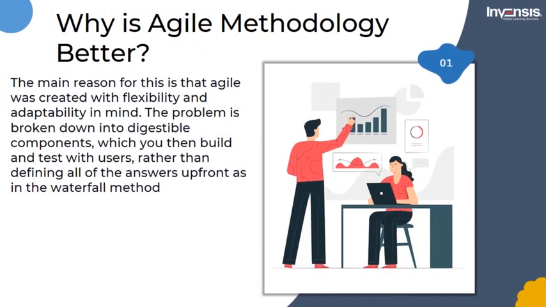The main reason for this is that Agile was created with flexibility and adaptability in mind. The problem is broken down into digestible components, which you then build and test with users, rather than defining all of the answers up front as in the waterfall method. If something isn't working as intended, or if the effort exposes something that wasn't anticipated, you may immediately adjust the effort to get back on track, or even change tracks if necessary. In addition, Agile allows each team member to contribute to the solution and requires that they do so.